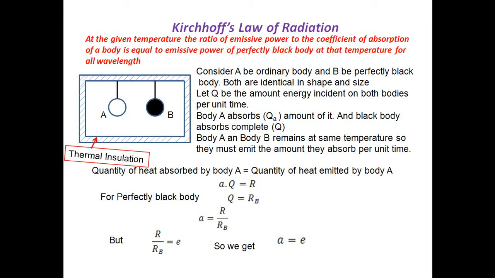So the amount of heat energy absorbed by body A is equal to the quantity of heat energy emitted by body A, which we can write as a into Q, which is equal to R. Now for a perfectly black body, the amount of heat energy absorbed is equal to the amount of heat energy emitted. So that is Q is equal to R_B. So I can get a is equal to R divided by R_B. But as we know, R upon R_B is nothing but the coefficient of emission. So from the above equation, we get a, which is equal to E.